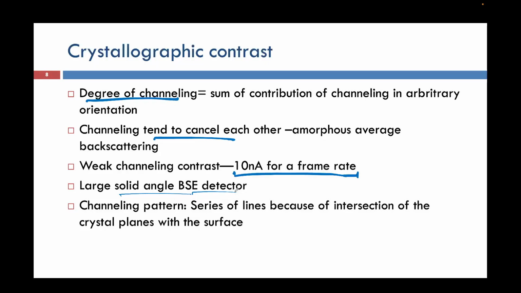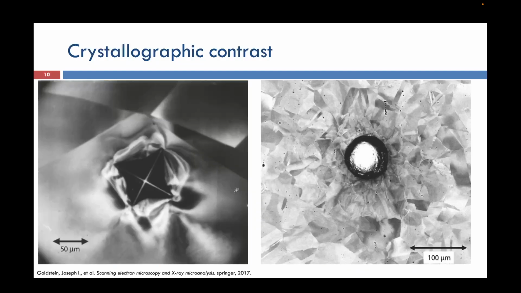And the definition of a channeling pattern is a series of lines because of the intersection of the crystal planes with the surface. Okay, so these are some features of the crystallographic contrast mechanism. And using this crystallographic contrast mechanism as well, we can determine the strain and the plastic deformation that is taking place in our material.